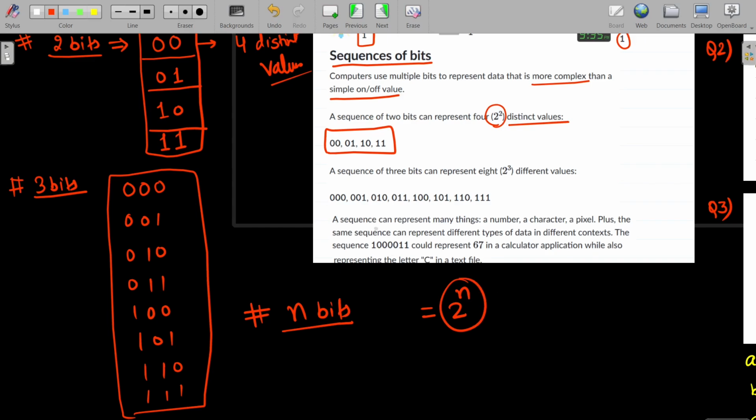pieces of information, right? A sequence can represent many things: a number, a character, a pixel. All the information which is stored in the computer is represented in terms of bits, right? Plus the same sequence can represent different types of data in different contexts. So the same sequence of bits represents different things in different contexts. For example, this sequence, 1000011, could represent 67 in the calculator, whereas if we see the ASCII table, the character C is also represented by the same sequence. I think you know what the ASCII code is, right? It is the American Standard Code for Information Interchange. So the same sequence of bits can represent a different situation.